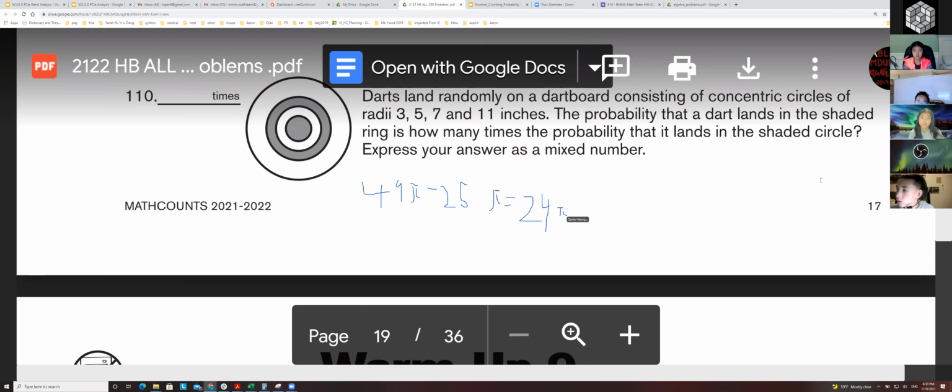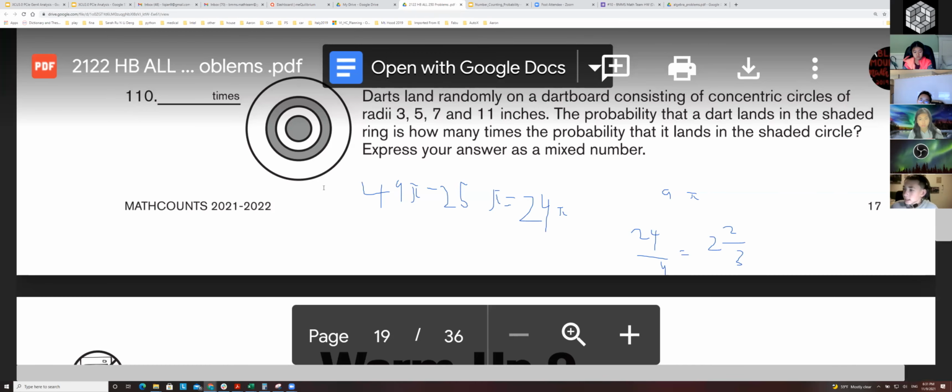We can find the probability of landing inside this ring, but that's just excess work because they cancel out in the equation for how many times the probability it lands in the shaded circle. So the area of the circle right here is 9 pi. And we have to find how many times 9 pi gives 24 pi, but that's just 24 over 9, which is 8/3 or 2 2/3. Great. That's exact. So correct.